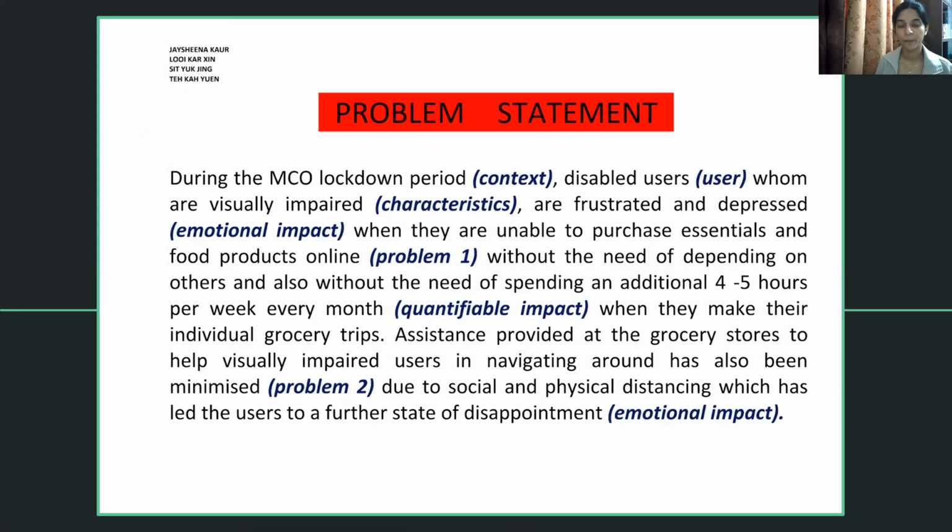So the first part, our problem statement. During the MCO lockdown period, disabled users who are visually impaired are frustrated and depressed when they are unable to purchase essentials and food products online without depending on others and without spending an additional 4 to 5 hours per week every month when they make their individual grocery trips. Assistance provided at the grocery stores to help visually impaired users in navigating around has also been minimized due to social and physical distancing, which has led the users to a further state of disappointment.